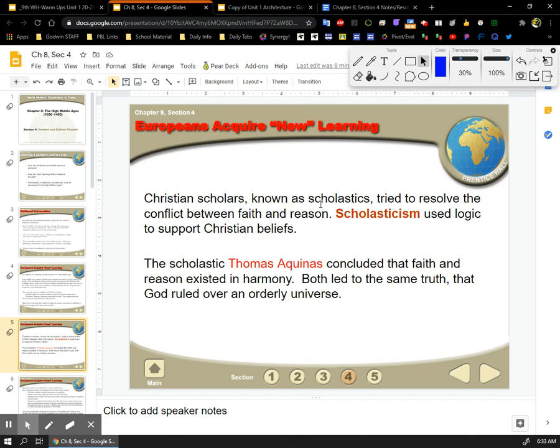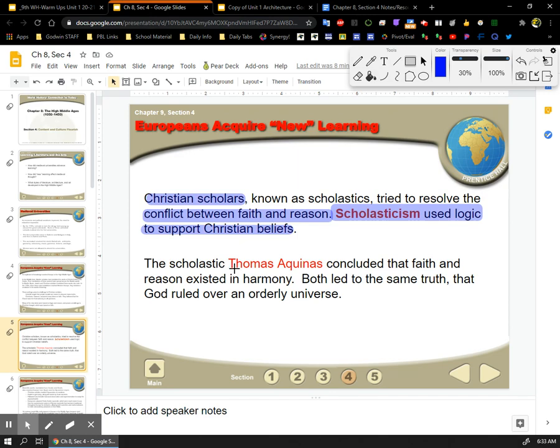Christian scholars known as scholastics. Okay, it's not like the magazine you guys had maybe when you were in elementary, but this is different. They tried to resolve that conflict. All right, Christian scholars, they do a lot of thinking, and so they want to resolve that conflict between faith and reason, and so they developed a school of thought called scholasticism. What it did is it took logic and it supported Christian beliefs. All right, so it used logic to support Christian beliefs.